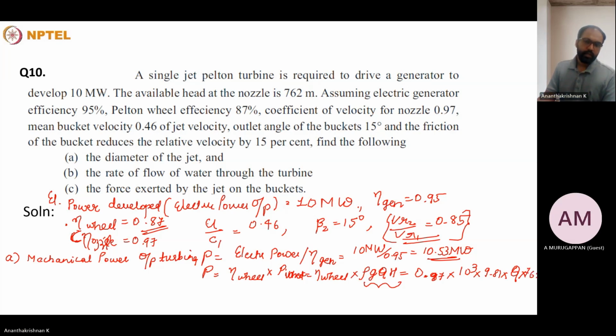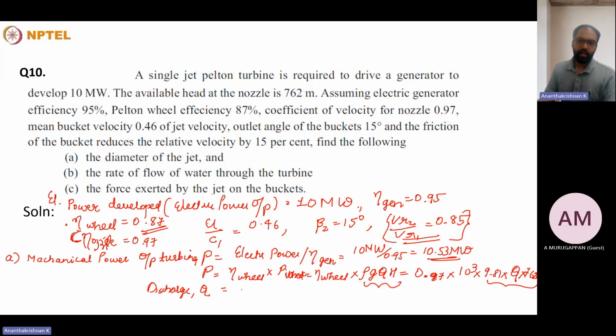If you consider there is no loss between the exit of the nozzle and the inlet of the turbine, we can represent the total head as the same height of the water or the reservoir, the height from which the water is coming from. So the H, you can write it as 762 in this particular problem. And using this, we can calculate the discharge Q.